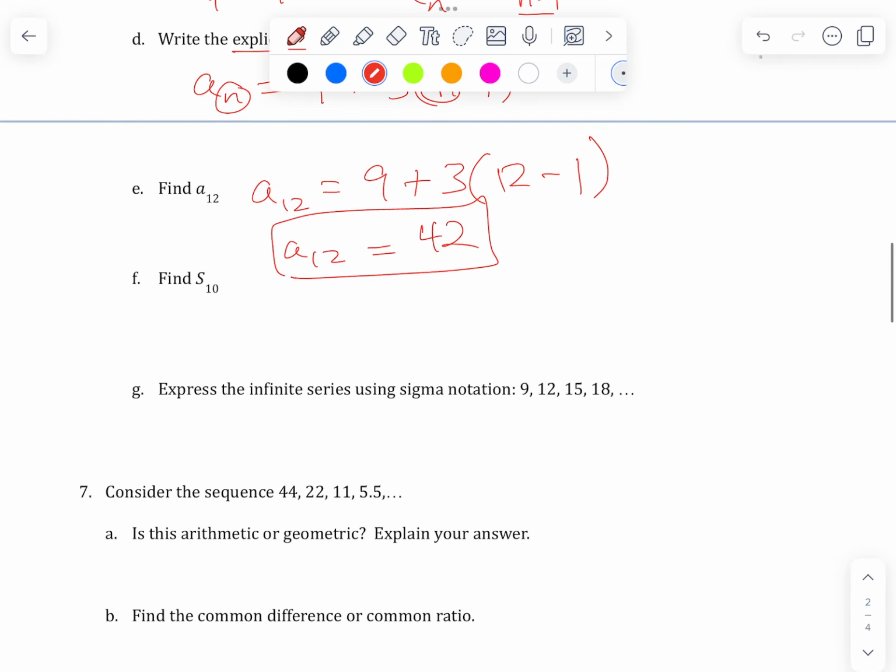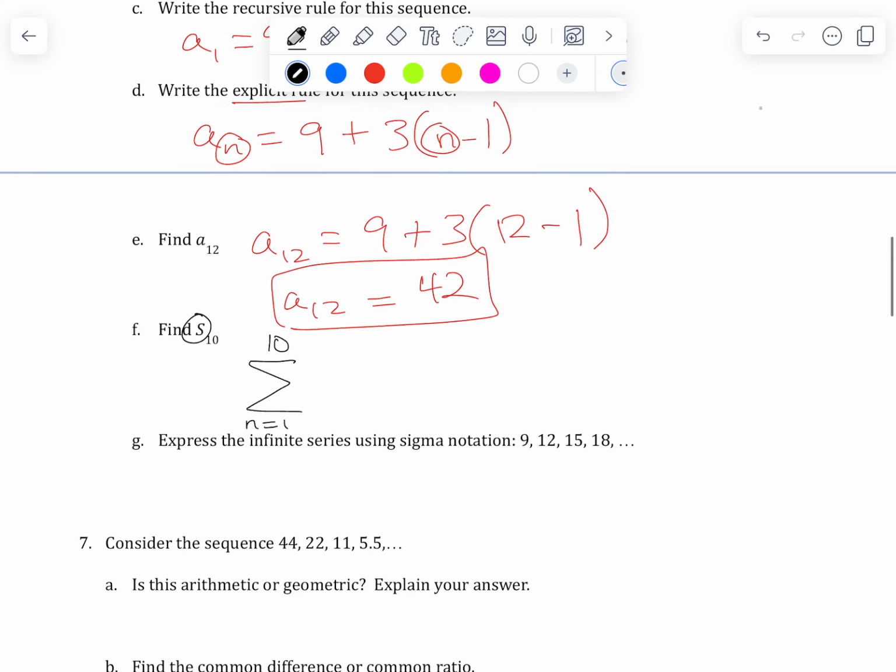Now, S of 10 means add up the first 10 numbers in the pattern. So it's like 9 plus 12 plus 15 plus, until you get to the 10th number. A cheap way to do it is to use your sigma notation. The S is saying sum or add them up. So I know I want the first number through the 10th number. And then what I do is I just take the explicit arithmetic rule, and I stick it in here with the n in it.